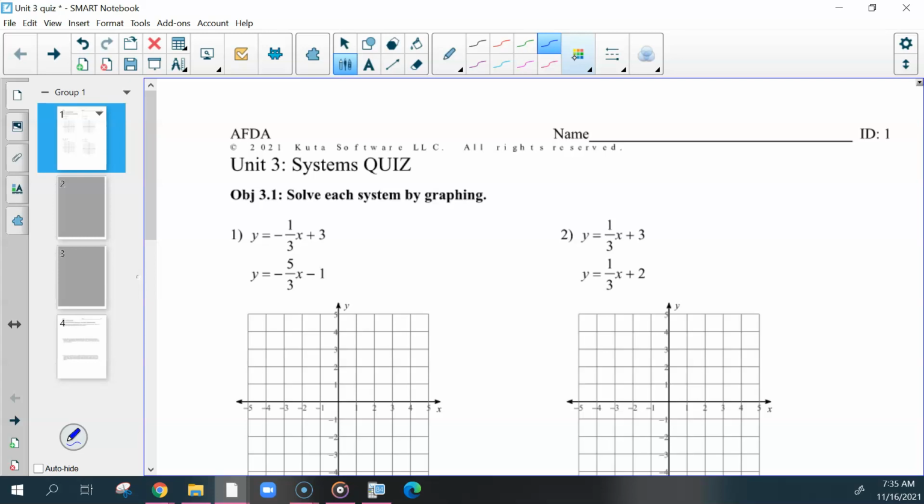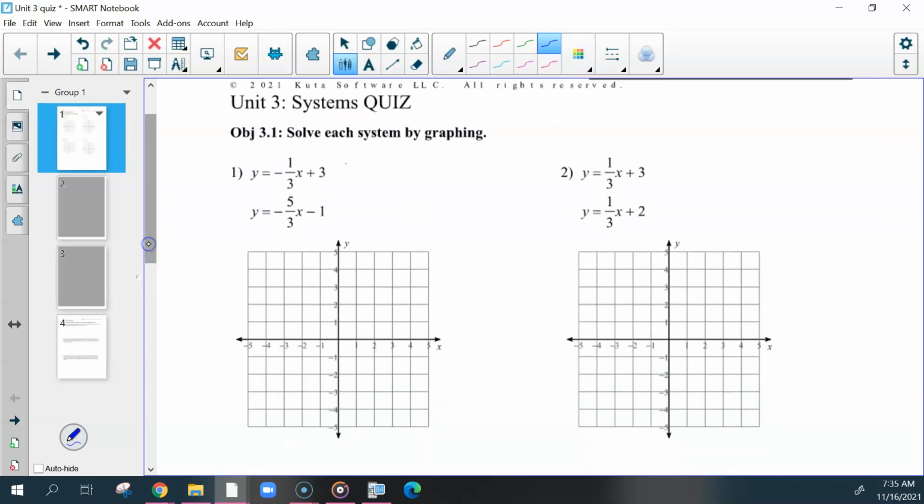Okay, so all of these were in slope-intercept form, so you didn't need to solve for them. You just needed to graph them. There were a few of you that mixed up your slopes, so remember it's always rise over run. Whatever this number is, your up or down, and then the number in the denominator is your left or right.